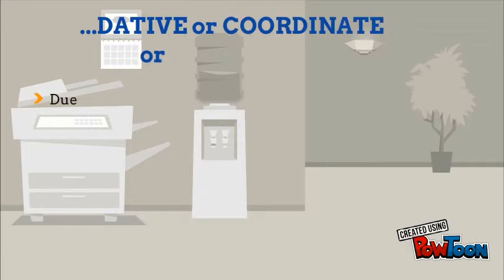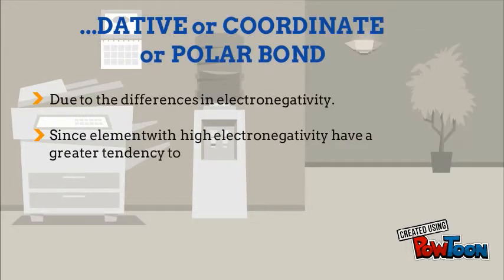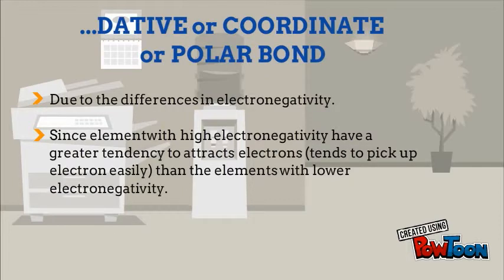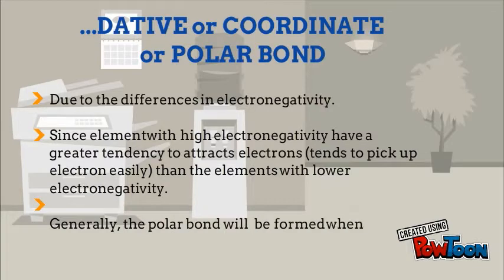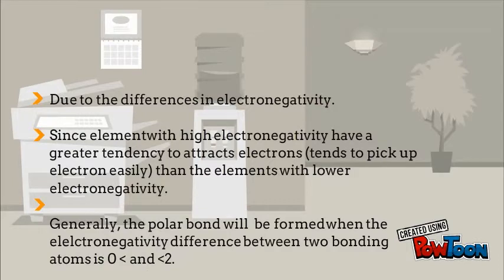Continue from dative or coordinate or polar bond. Why? Due to differences in electronegativity. Elements with high electronegativity have a greater tendency to attract electrons, and pick up electrons more easily than elements with lower electronegativity. Generally, a polar bond will be formed when the electronegativity difference between two bonding atoms is.